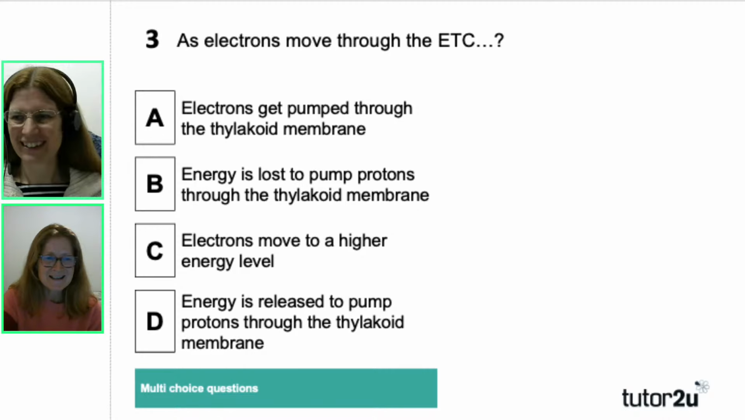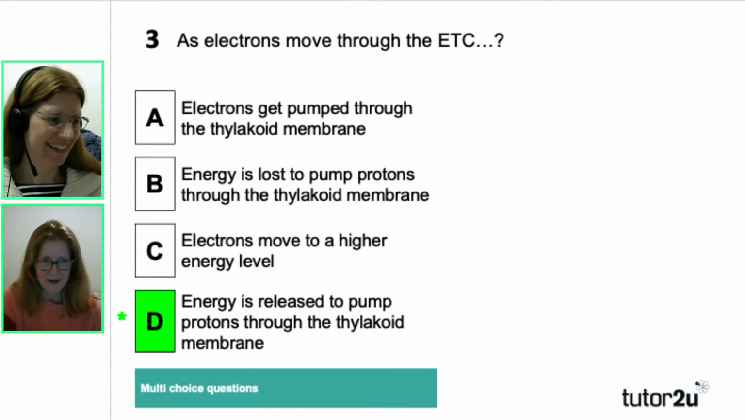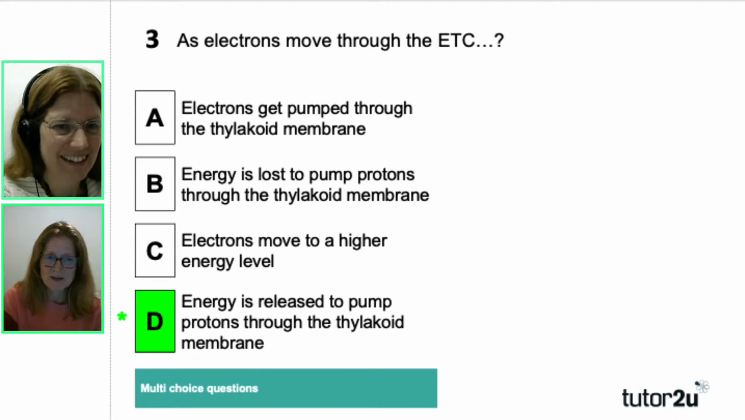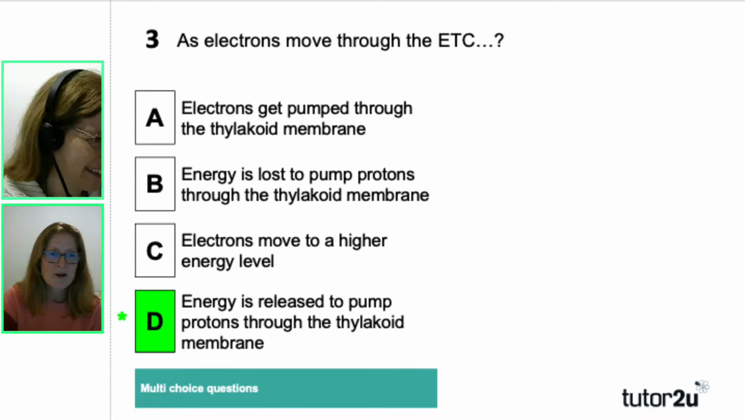Okay, so let's have a look. See if you got this one right. Hopefully you recognize that we don't ever want to lose energy, do we? So we would never choose B because that would offend the laws of physics. So energy is released is a much better way of putting that, using that language there for that one. So energy is released to pump those protons through the thylakoid membrane to create that proton gradient. So well done, you guys, for spotting that.